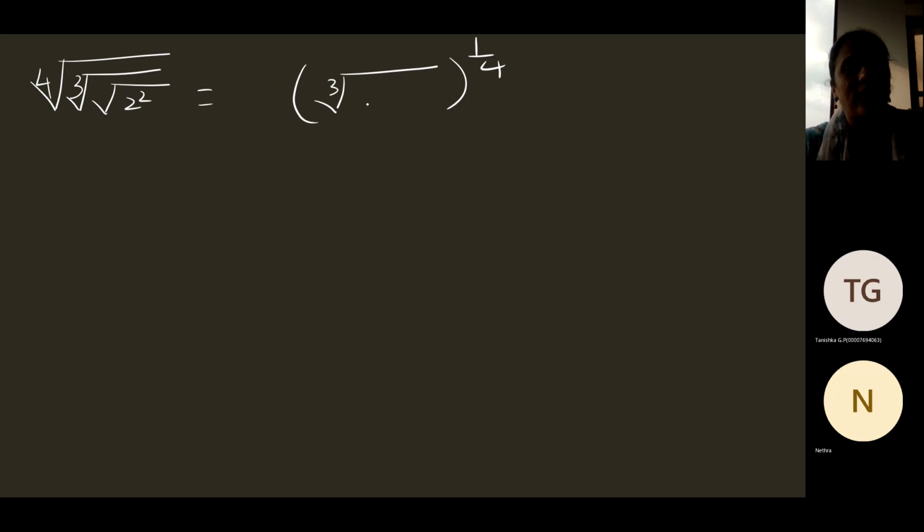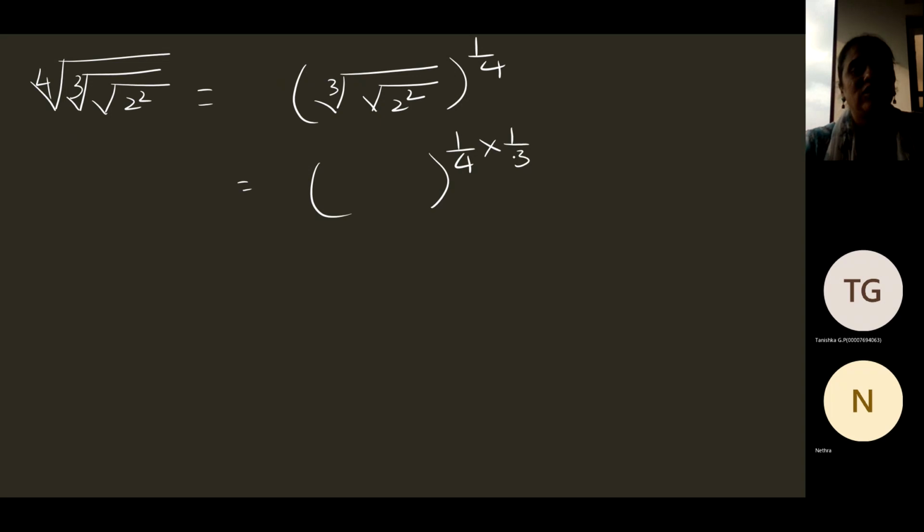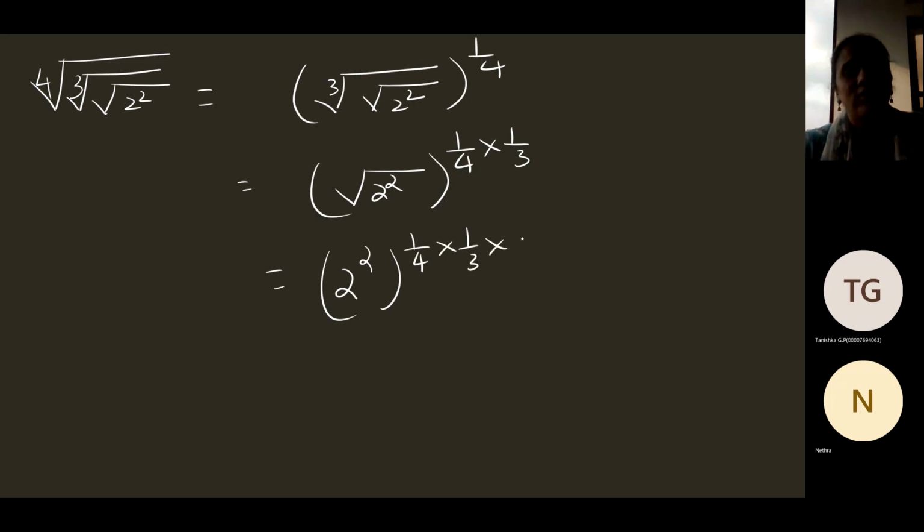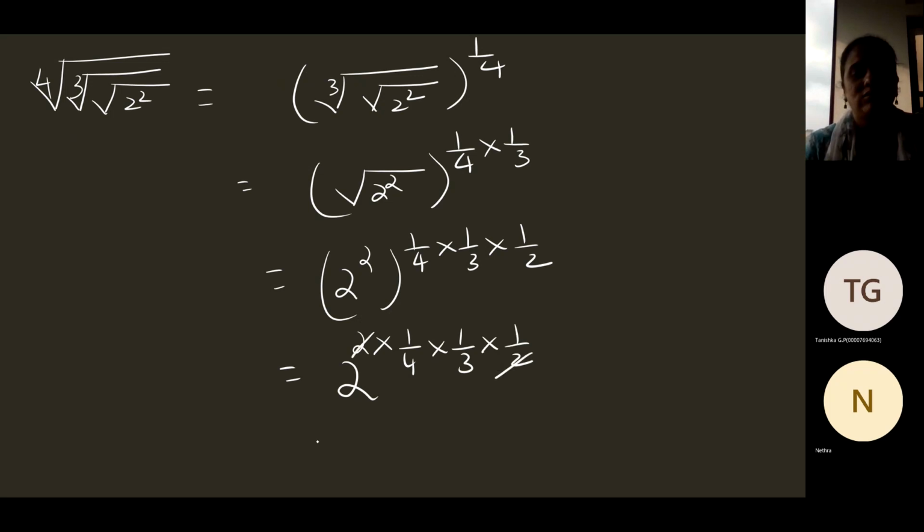Cube root of square root of 2 square. Now remove the next one. 1/4, let it be there, into 1/3. So it will be square root of 2 square. Then in the next step, remove the square root. So it will be 2 square. And if you want, don't multiply it, have it as it is, into 1/2. Now multiply all the powers. 2 to the power 2 into 1/4 into 1/3 into 1/2. So 2 to the power 1/12.